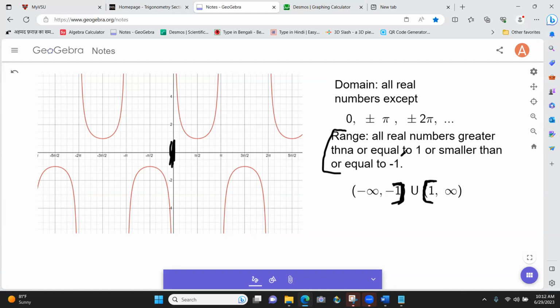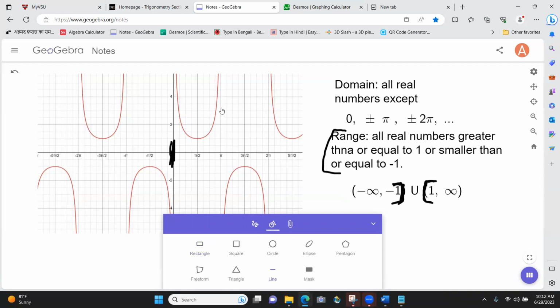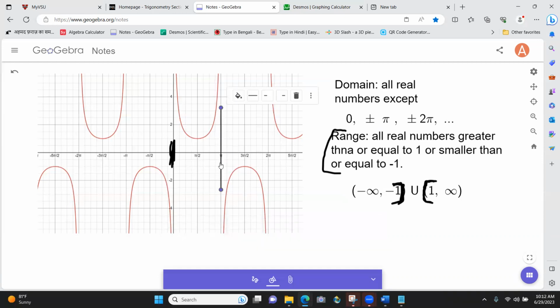I think I have like 10 minutes. I'll be able to finish the rest, guys. The vertical asymptotes are where? I'm going to basically tell you. The vertical asymptotes are here at pi, at 2 pi, at 0, at -pi, at -2 pi. Does the function have x-intercepts? The answer is no. The curve does not cut the x-axis at all. Does it have a y-intercept? The answer is no, it does not. This function doesn't intersect the y-axis.